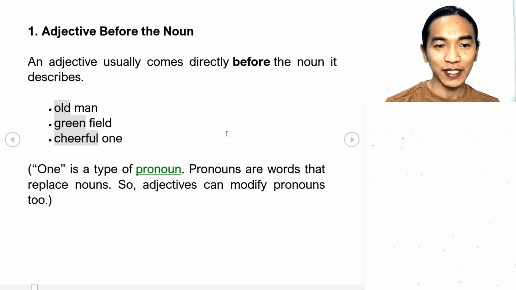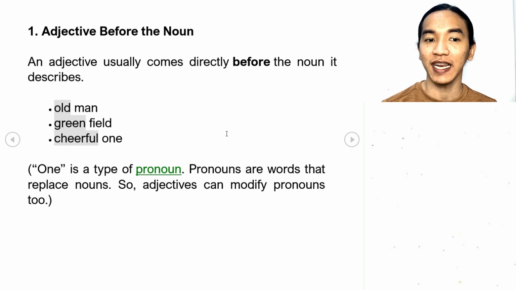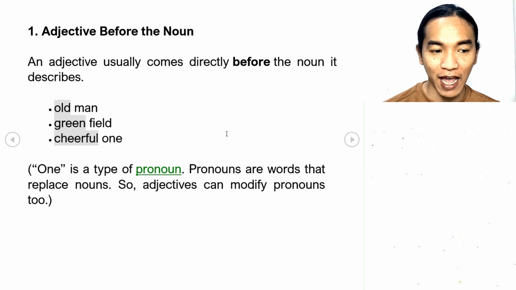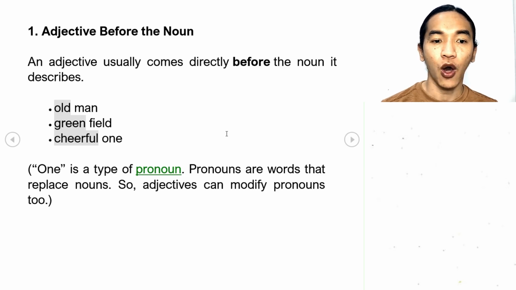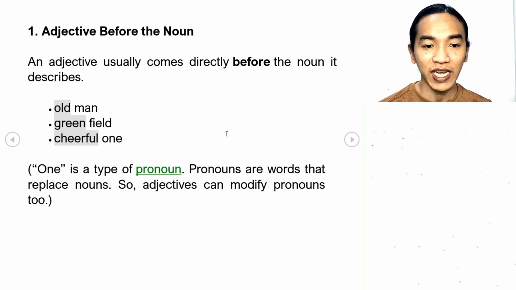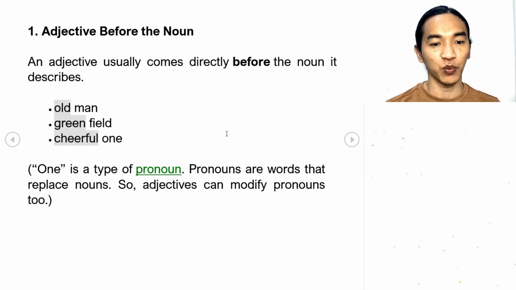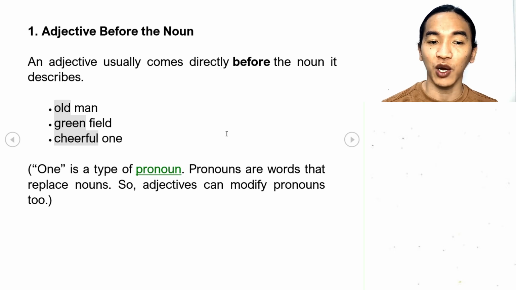Now, first one, adjectives before the noun. So an adjective usually comes directly before the noun it describes, okay? So adjective before the noun. Okay, example, old man, green field, cheerful one. Okay, one is a type of pronoun. Pronouns are words that replace nouns, so adjectives can still modify them too.